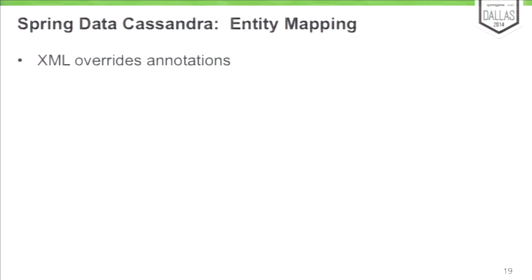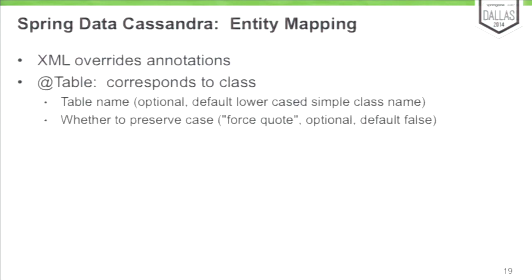All right, entity mappings. Like I said, XML is going to be overriding annotations. The table annotation lets you identify the name of the table that this entity is mapped to, and then whether to preserve case. Cassandra has some very interesting rules regarding case preservation. By default, any attribute is stored in a column that is lowercase, and the tables are all lowercase. So it's like it's case insensitive. But you can say, hey, I want you to preserve case. In Cassandra parlance, that's called force quoting, so we use the Cassandra term here.